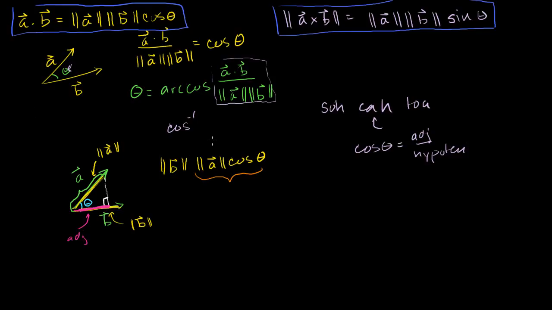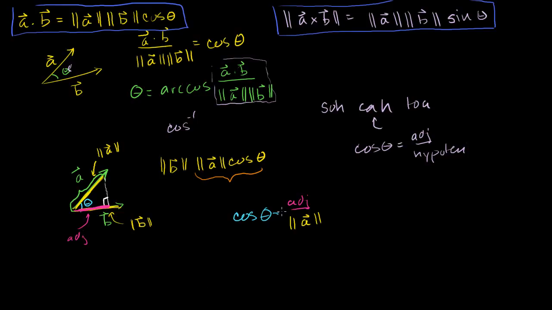So cosine of theta is equal to this little adjacent side. I'm just going to write it like that, is equal to this adjacent side. That's not a nice adjacent side over the hypotenuse. But what is the hypotenuse? It is the length of vector A. It's this. That's my hypotenuse right there. So my hypotenuse is the length of vector A.